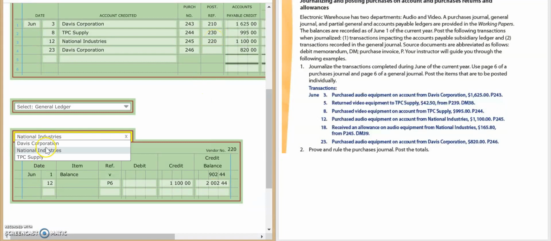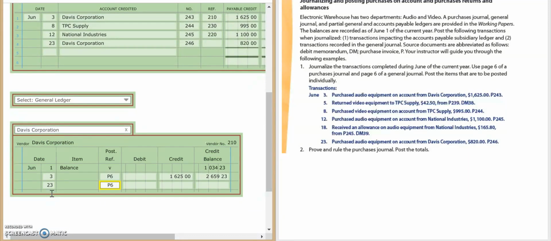And then our last one is again another buy from Davis Corporation. So we come down and put the 23rd, P6. We get a credit of 820. And we're adding that again because this has a credit balance. And we get $3,479.23. Come back up and put 210 right up there.